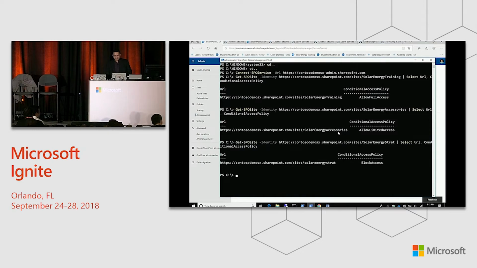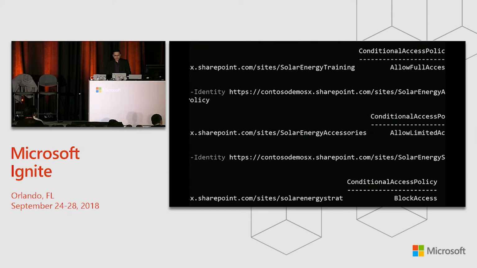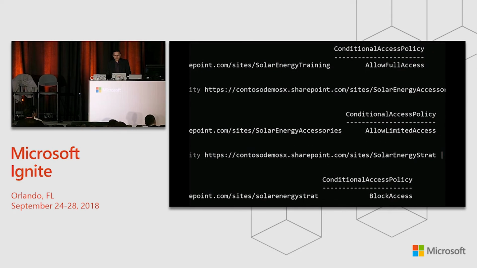So here I actually have 3 site collections. The first one that you are seeing is the Solar Energy Training Site Collection. And I have set the access policy as allow full access, because that site collection is just the training material. And I actually want my employees to be able to see all the training materials no matter where they are, so that they can always keep knowing and learning what is happening in my Contoso organization.